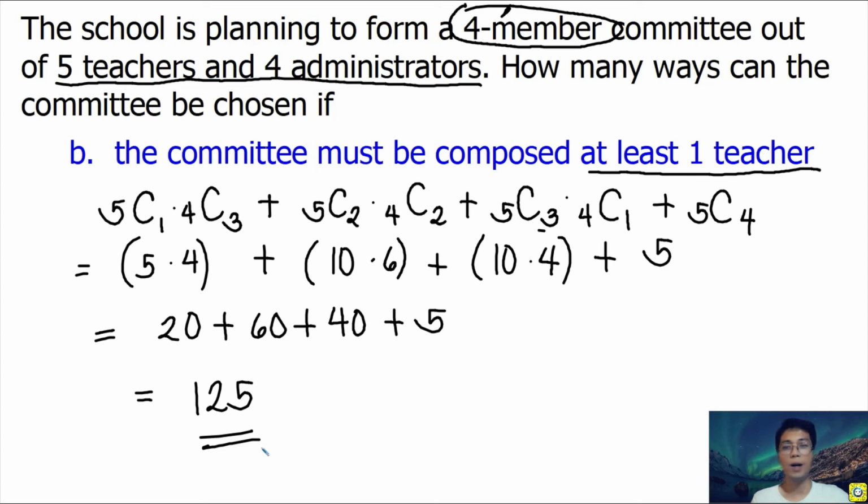So, ganun po ang case kapag meron tayong at least na nakita doon sa ating problem.